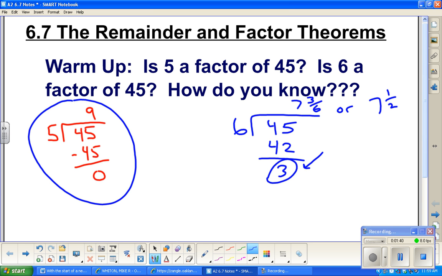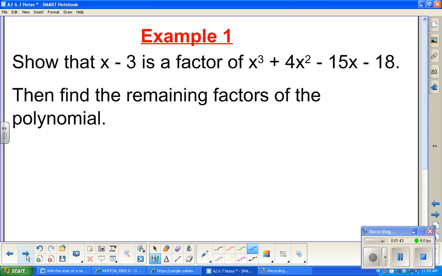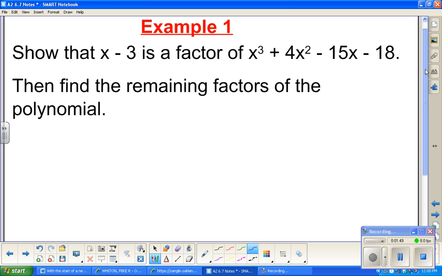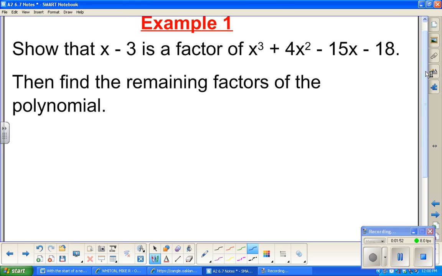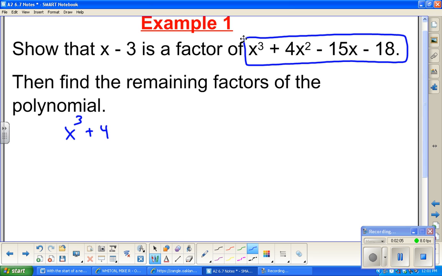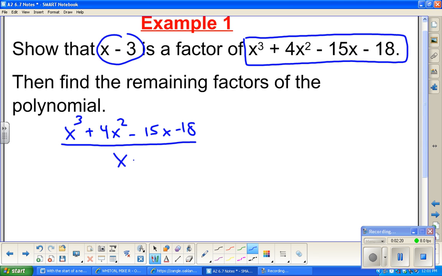Okay, all right, so here's our new stuff. Keep in mind what we just did. Let's show that x minus 3 is a factor of that big thing, and then we'll find the remaining factors. We're going to do this just like the warm-up. I'm going to see if I take this big polynomial, x cubed plus 4x squared minus 15x minus 18, and just like we did in the warm-up, divide it by the thing that we want to show as a factor, the x minus 3.